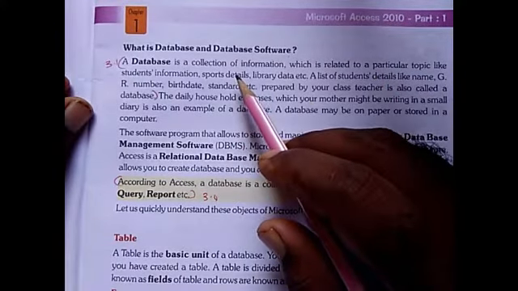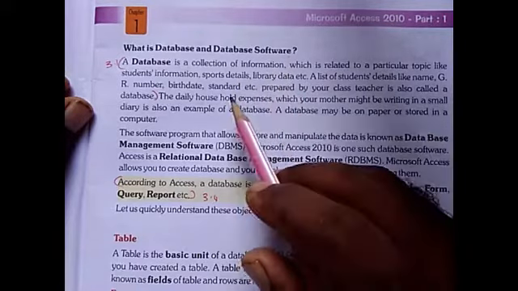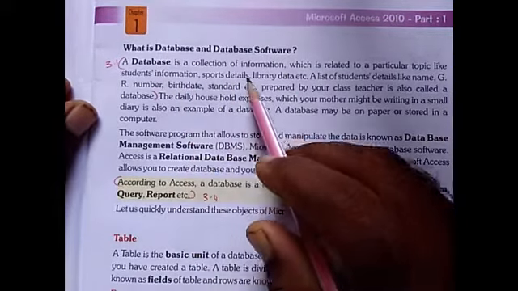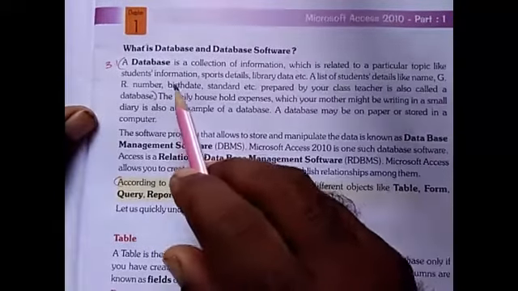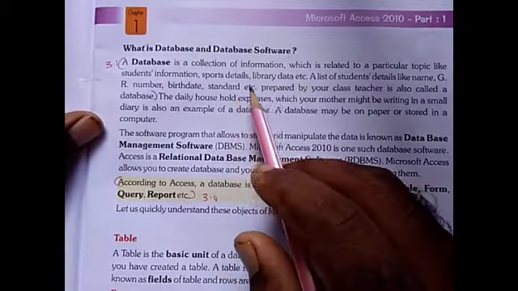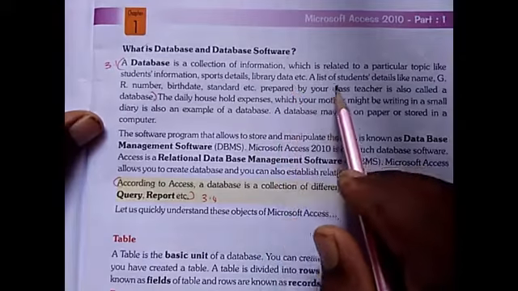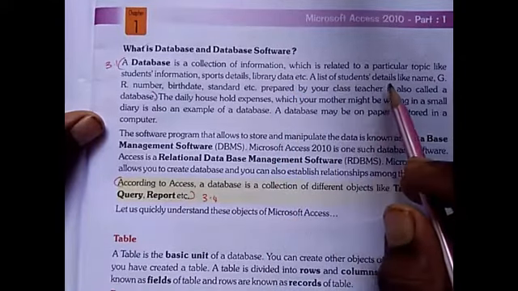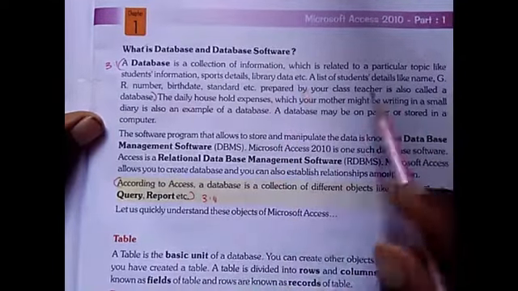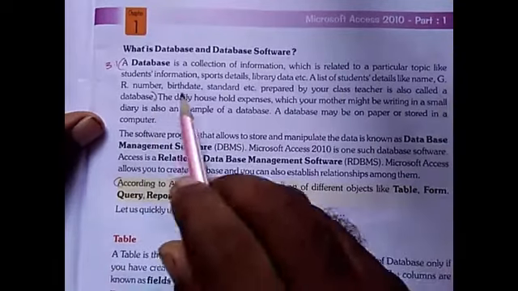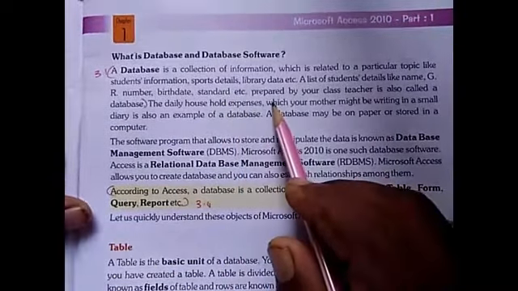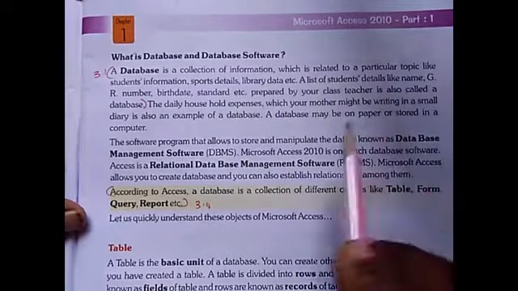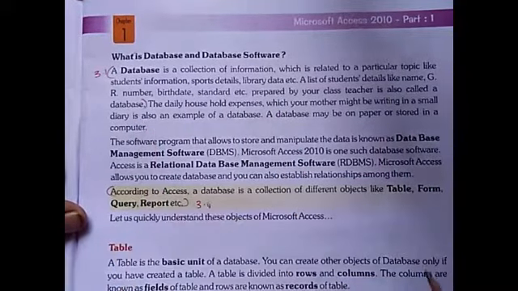What is the database and database software? A database is the collection of information which is related to a particular topic like students' information, sports details, library data, etc. A list of students' details like name, general register number, birth date, standard, etc. prepared by a class teacher is also called database.